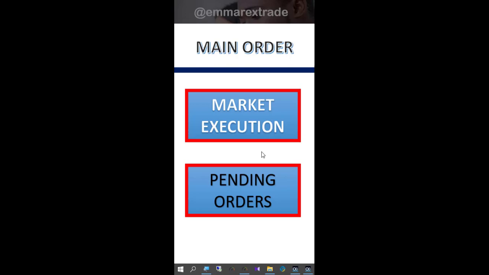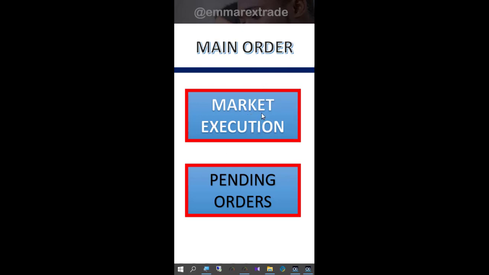Now the market execution order is also known as instant execution. It is simply you placing an order on the market that will be executed instantly. That's why it's also called instant execution. It is you placing an order to buy or to sell at the market price. For example, say the gold price is 1,750 US dollars per ounce, and you decide to buy at that particular price with the hope that the value will appreciate. That simply means you're buying strictly at the market price.